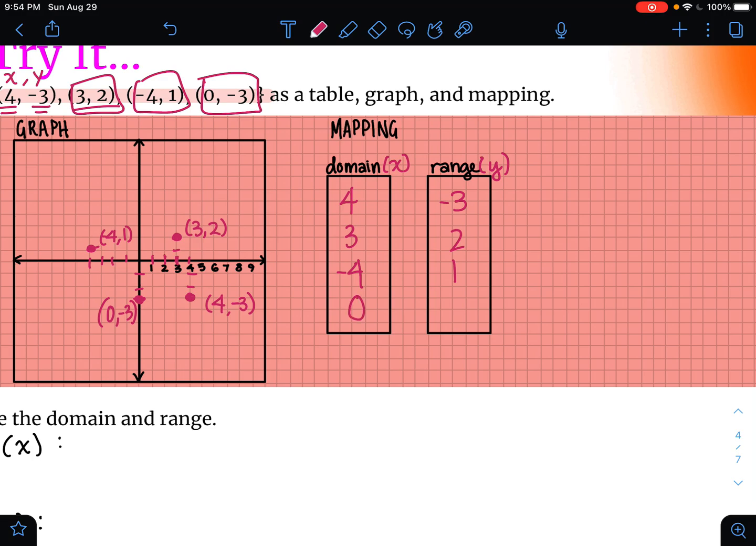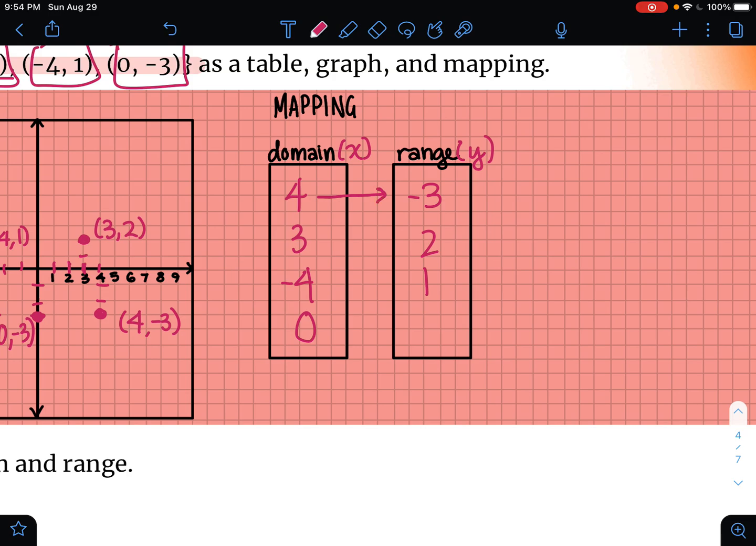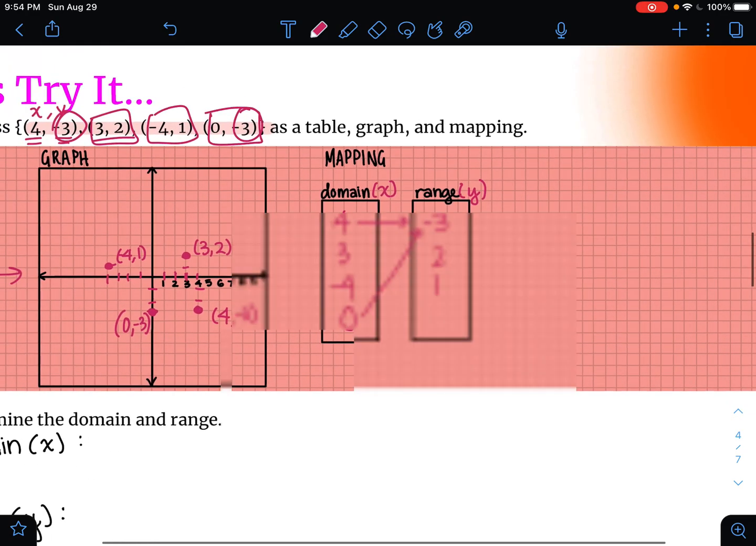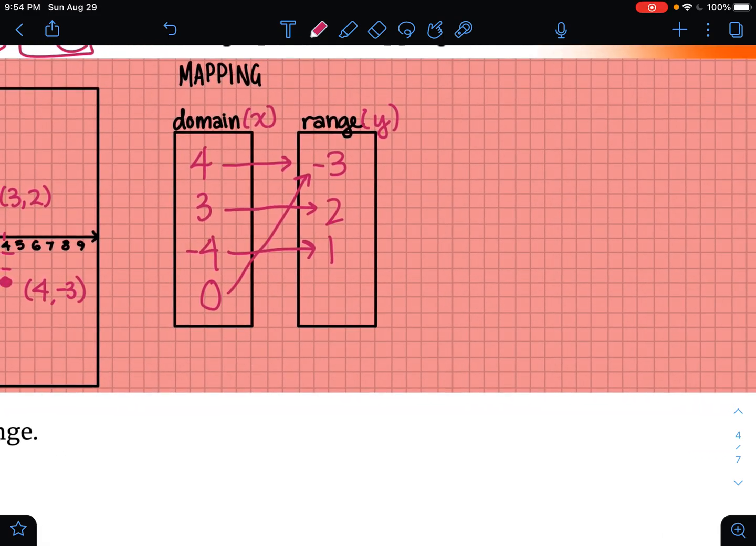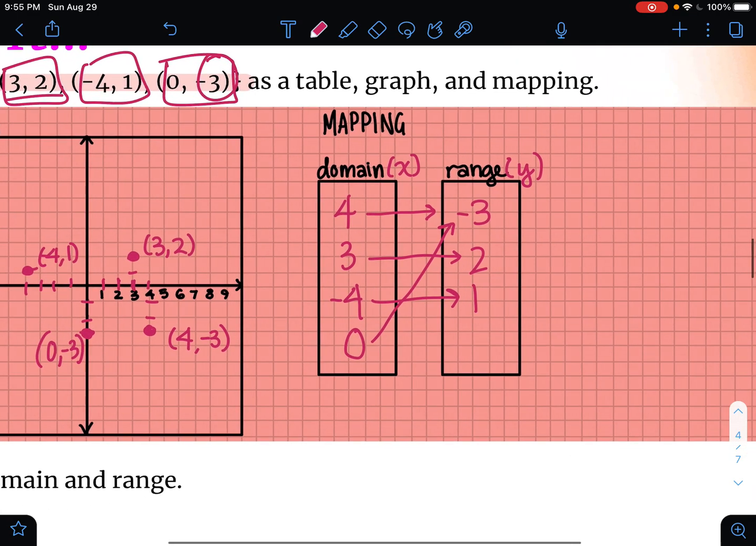The 0 is fine because there's no other 0, but because there's already a -3 under the range, we don't actually need to write it twice. We can just draw 2 lines to that one -3. So we would be pointing the 4 here and the 0 here because both of their y values are -3. Then we see 3, 2, so we drag the 3 over to the 2, and the -4 to the 1. So basically mapping is connecting your x value to your y value based on the ordered pair.